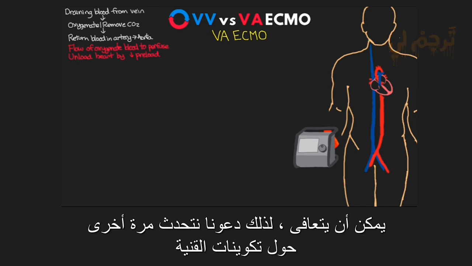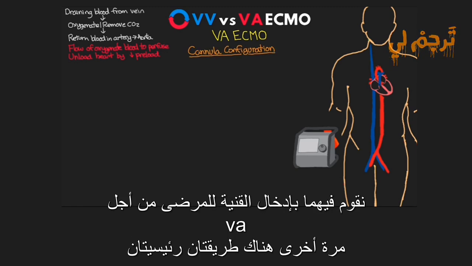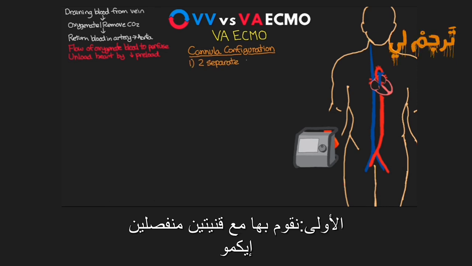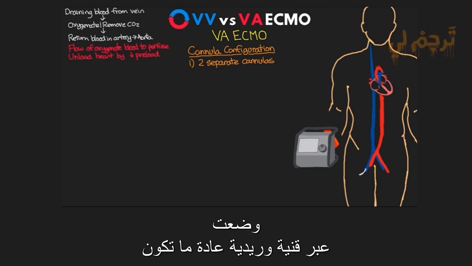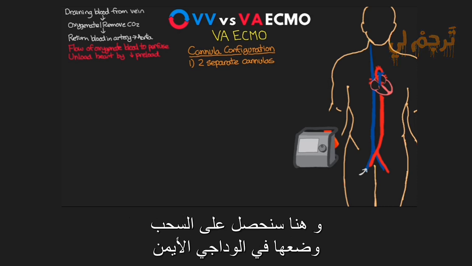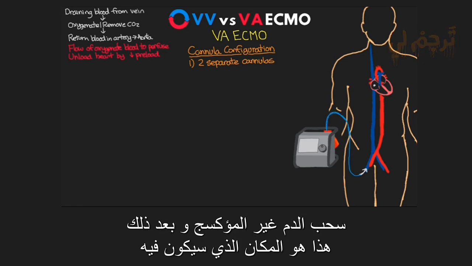So once again, let's talk about the cannula configurations. Now, again, there are two main ways in which we would cannulate patients for VA ECMO. The first is again with two separate cannulas. Now first, our drainage or venous cannula is usually going to be placed in the femoral vein, although we can also place it in the right IJ. And here we're going to have the tip of the cannula in the right atrium. And this is where we'll be draining the deoxygenated blood.